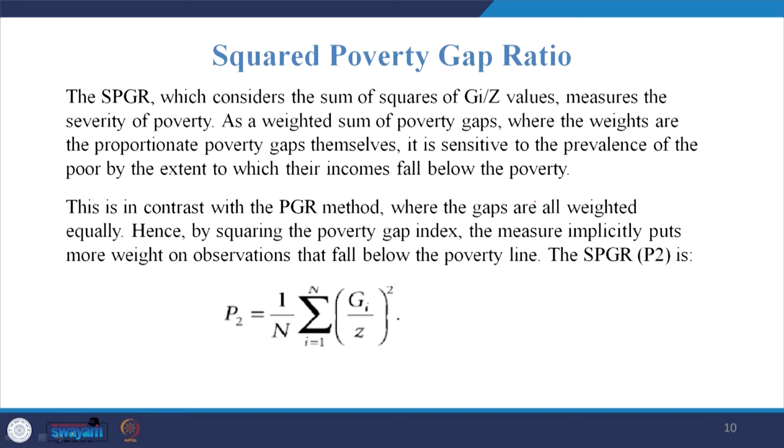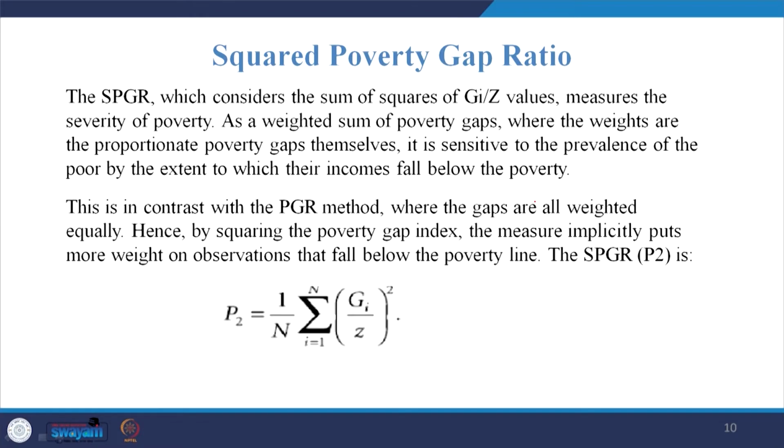As a weighted sum of poverty gaps, where the weights are the proportionate poverty gaps themselves, it is sensitive to the prevalence of the poor and to the extent to which their income falls below the poverty line. So, the basic difference between the poverty gap ratio and the square poverty gap ratio is that here we take the square of the gap instead of simply the gap, in contrast with the poverty gap ratio where the gaps are all equally weighted.